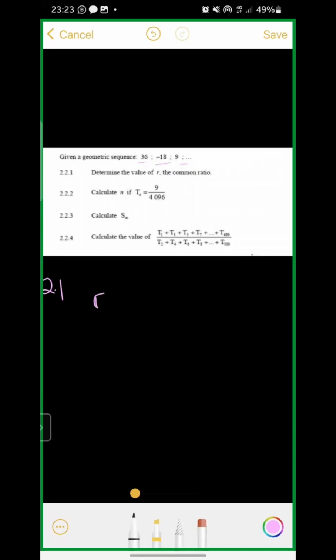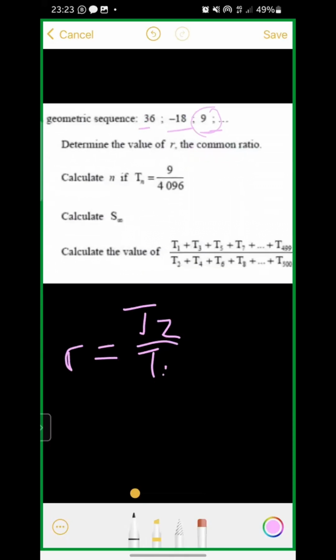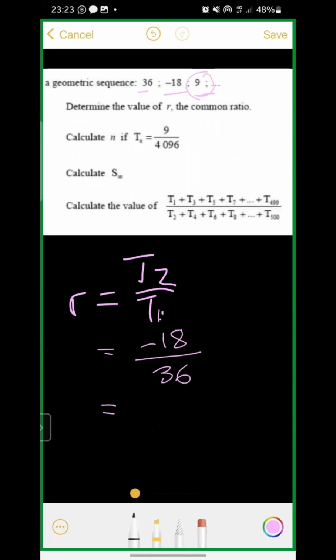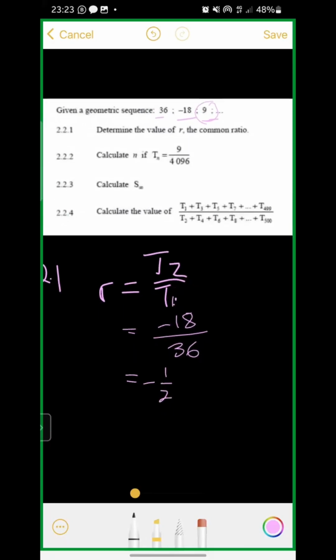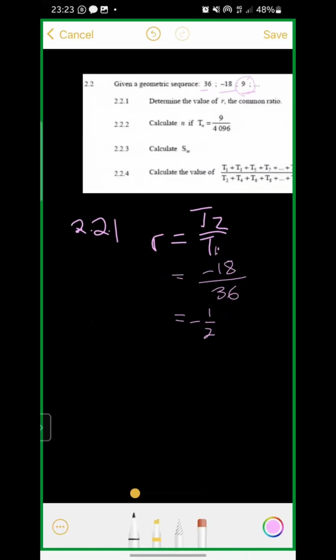So r, we know that r is equals to what? T2 over T1. Or you can just write T3 over T2, and then you'll include your 9 there. So we have negative 18 over 36. Is it negative 1 over 2? Yes, negative half, right? And then, okay, so let's move to 2.2.